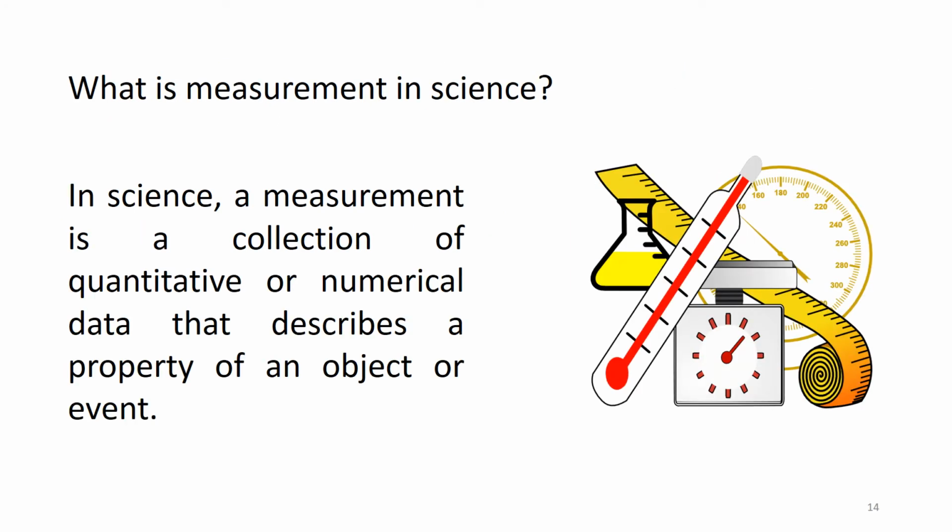What is measurement in science? In science, a measurement is a collection of quantitative or numerical data that describes a property of an object or event. এটা হচ্ছে মেজারমেন্টের ডেফিনেশন.